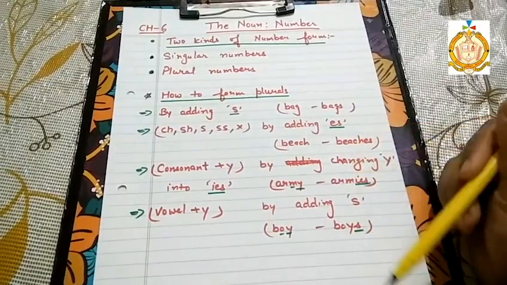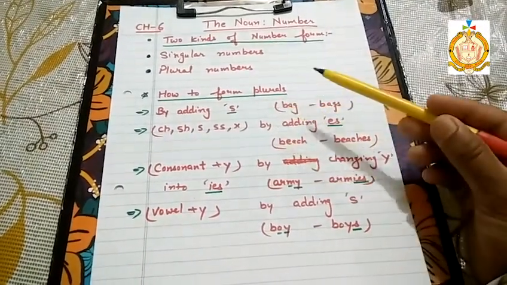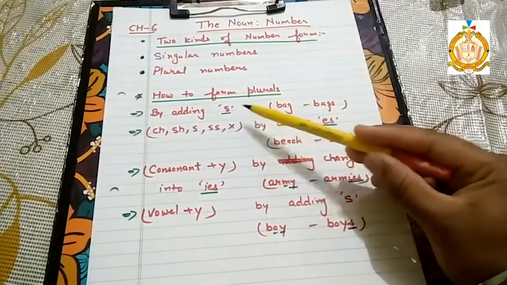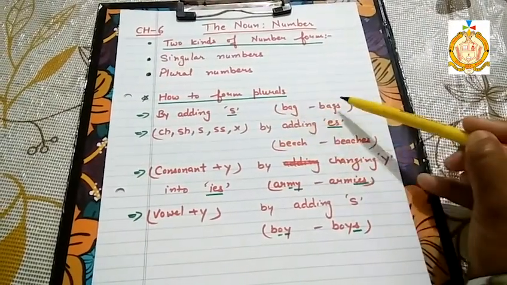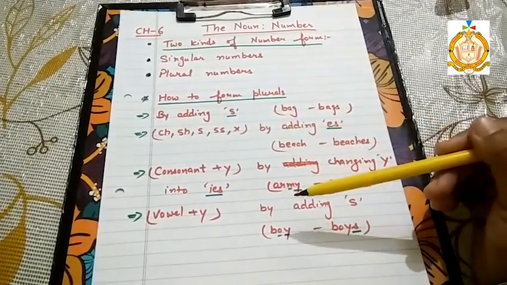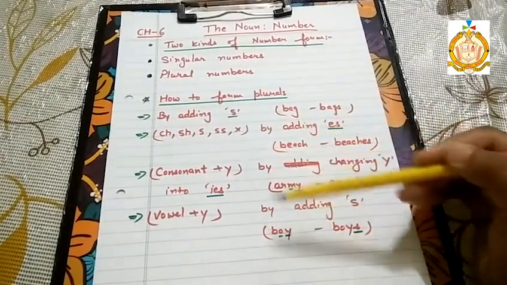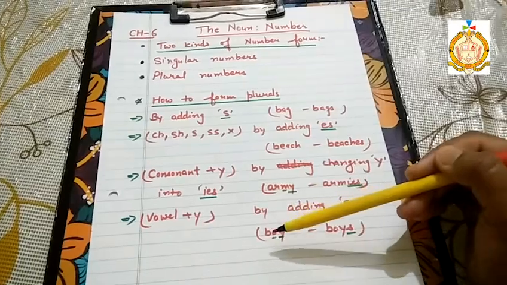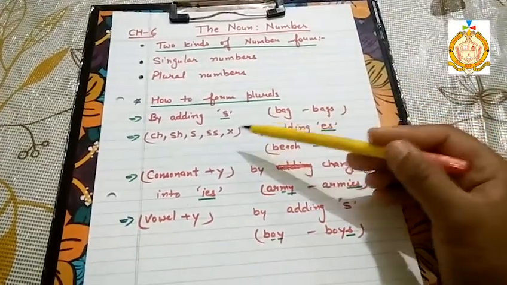Students, mostly we make the plural noun by adding s, like a bag, bags. But every time we can't add s. So there are different rules to make plural nouns. Let's study.